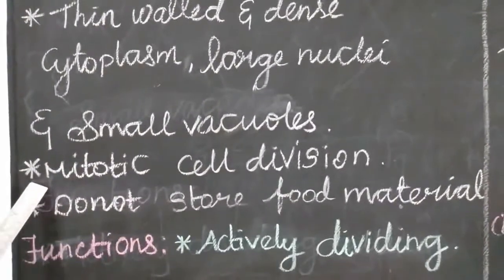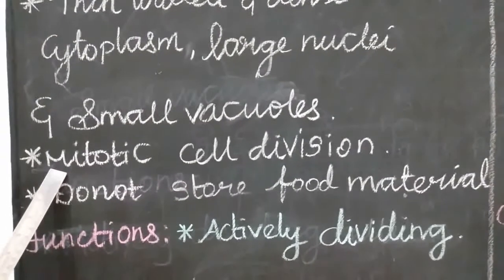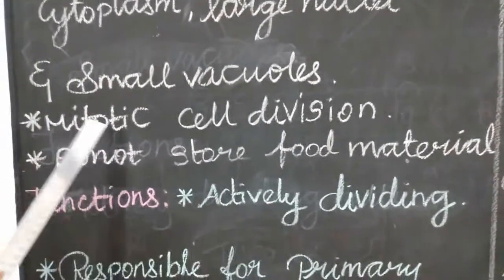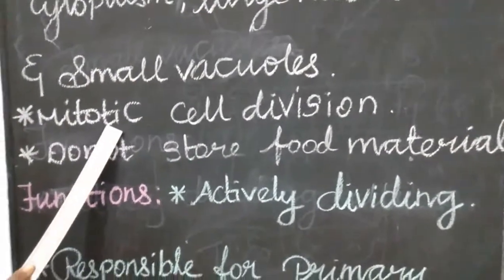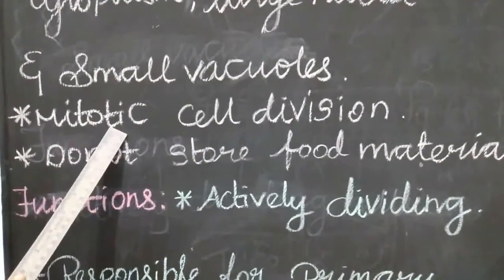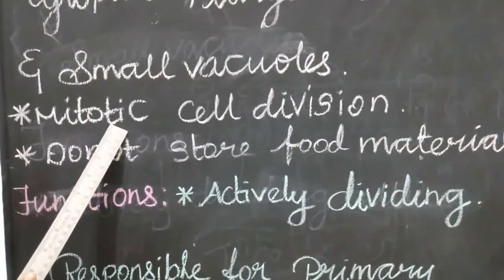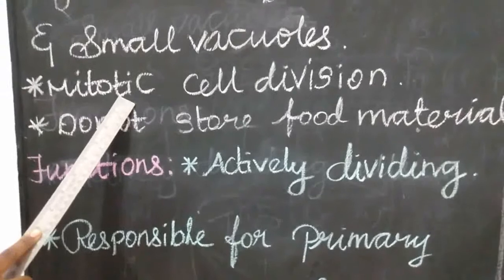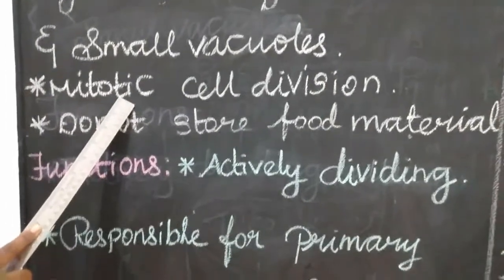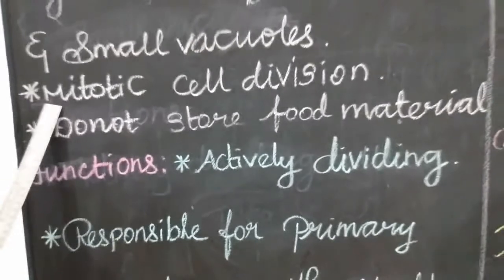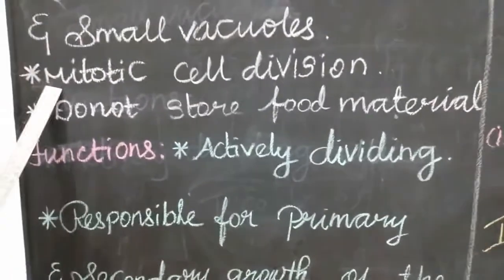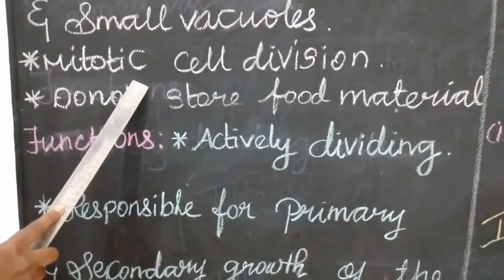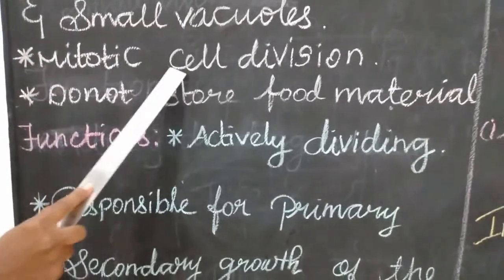Then the next point is, the meristem undergoes mitotic cell division. Mitosis is one type of cell division. How does the cell divide? One cell divides into two, the two cells divide into four, the four into eight, like that the cells divide and divide again and again. That type of cell division is called mitotic cell division. So the meristem has the character of mitotic cell division.